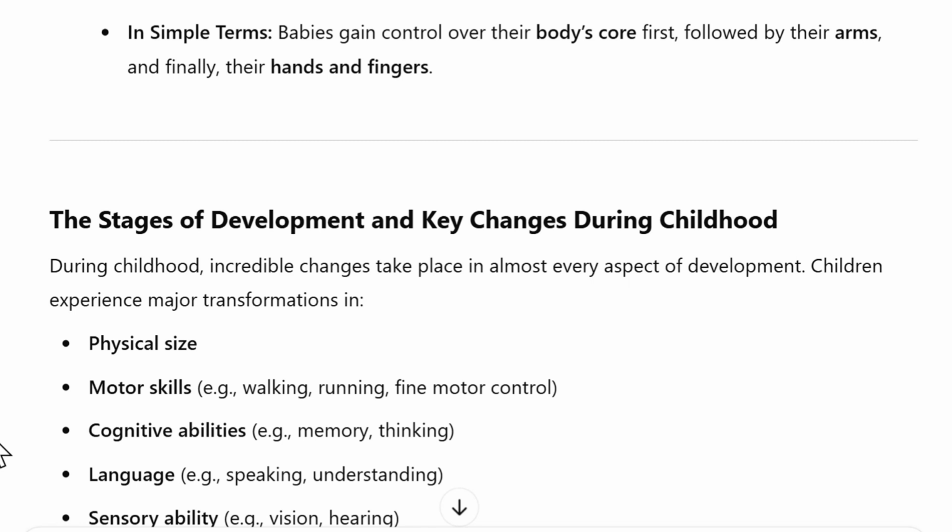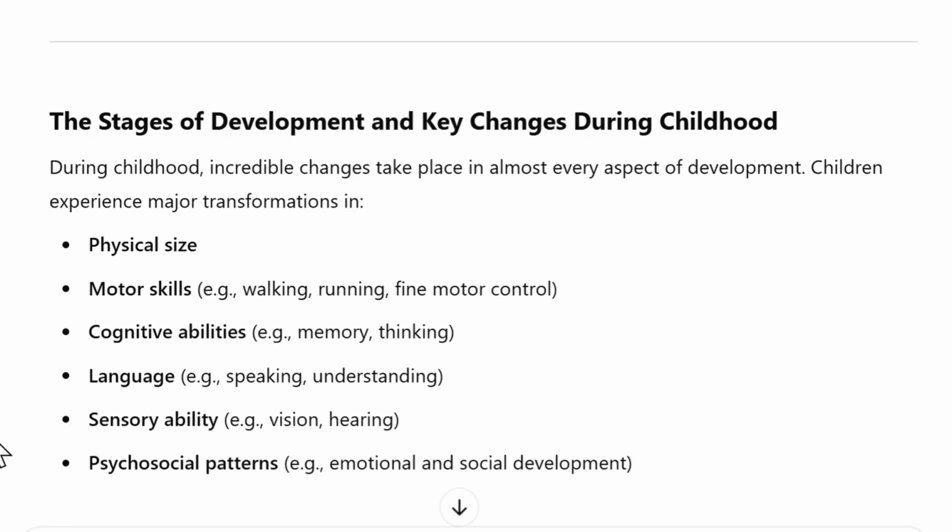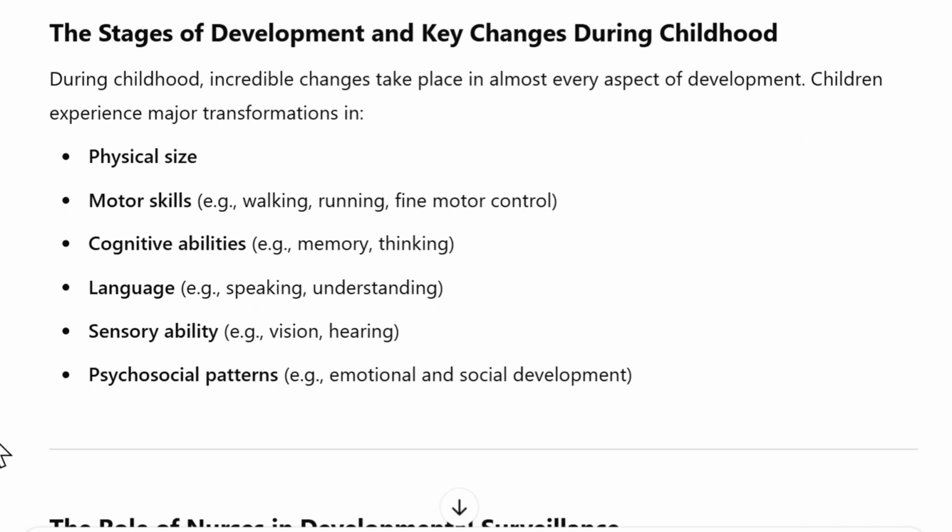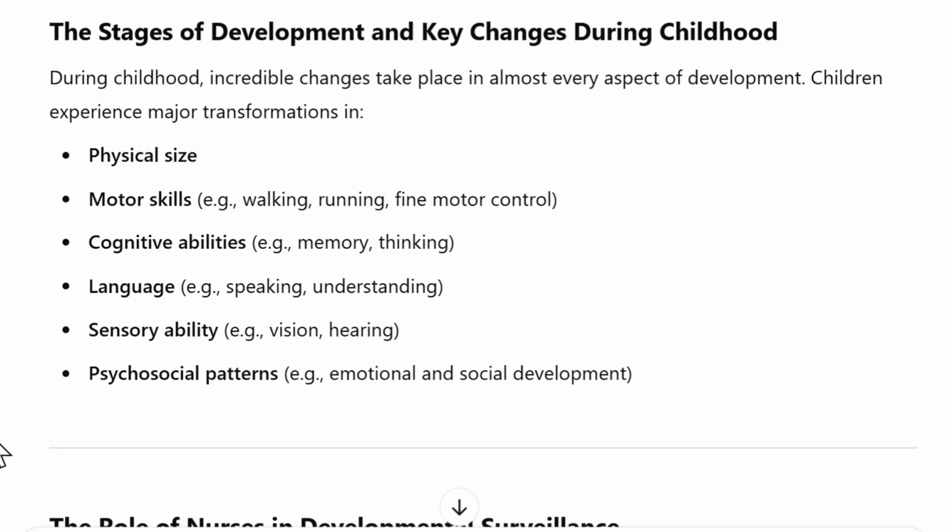The stages of development and key changes during childhood. During childhood, incredible changes take place in almost every aspect of development. Children experience major transformations in physical size, motor skills, e.g., walking, running, fine motor control, cognitive abilities, e.g., memory, thinking, language, speaking, understanding, sensory ability, e.g., vision, hearing, psychosocial patterns, e.g., emotional and social development.